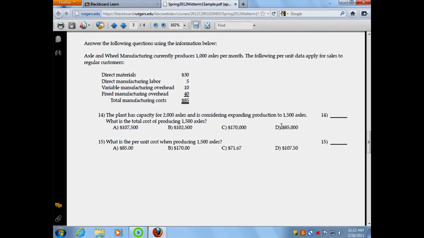Suppose you were making 1,500 axles. Your total direct materials cost would be 1,500 times 30, right? Because that's a variable cost. The direct labor would be times 5. Your variable overhead would be 1,500 times, what is it? 10. How about your fixed overhead?